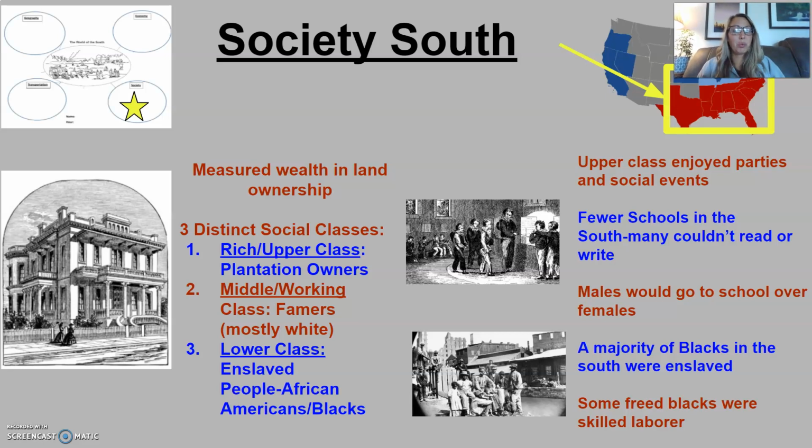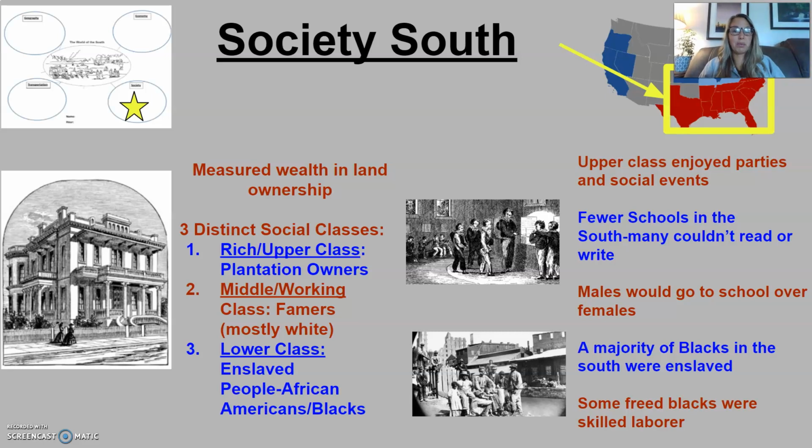In the South, there were three distinct social classes. You were either part of the upper class, the middle working class, or the lower class. And when you were in that class, it was really hard to switch. So if you were middle working class, it was hard to become rich and wealthy. These distinct classes that you were probably born into were really hard to change from.